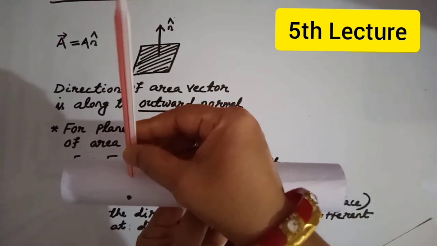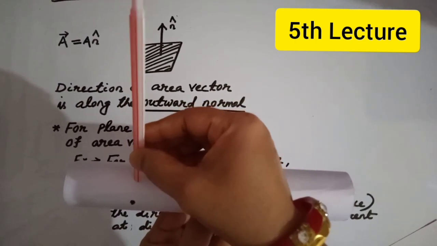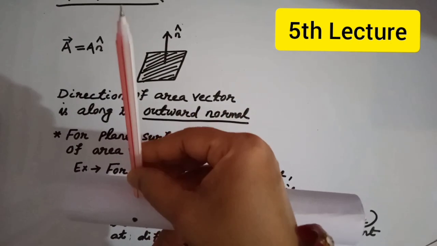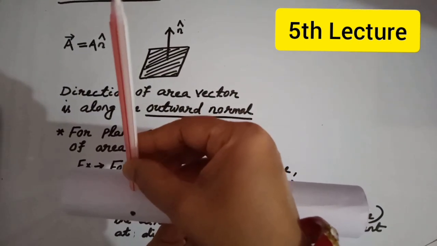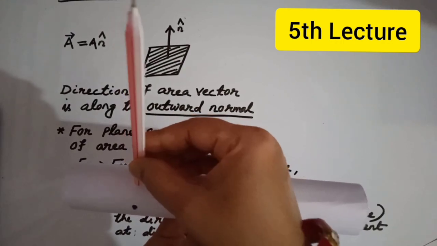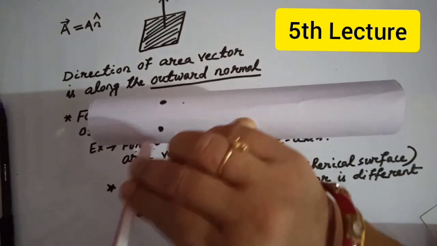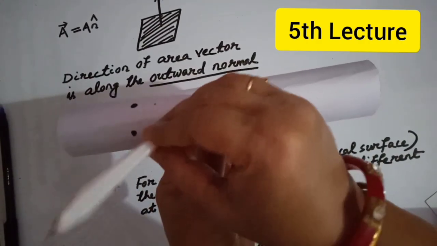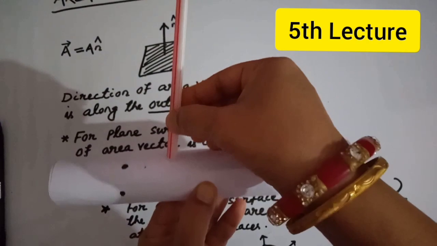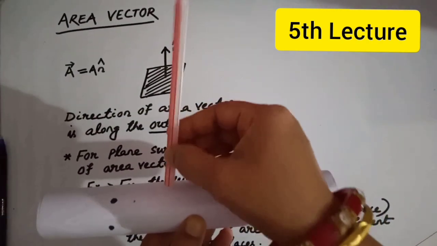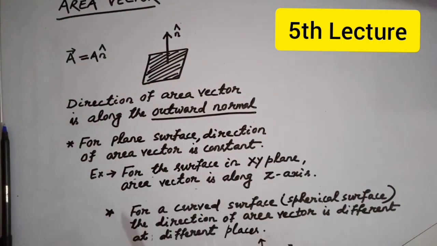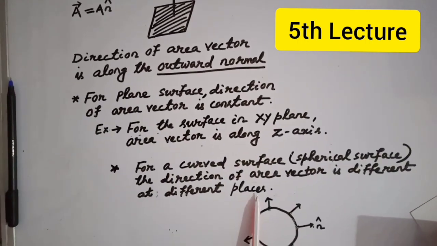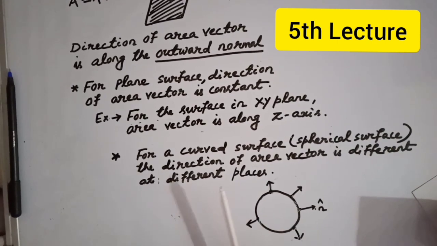We can say it is a point. It is not exactly a point; a very small area you have to consider. It is called dA. And the area vector can be shown by the outward normal, particularly at that place. For this small area, area vector is along the outward normal. We can see at each point area vector changes its direction. So the direction of area vector for a curved surface is different for different places. So this is all about area vector.